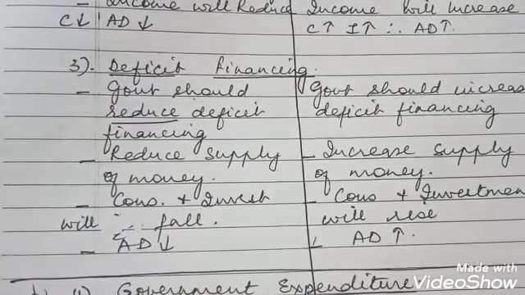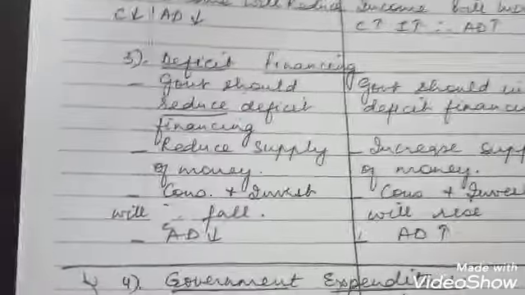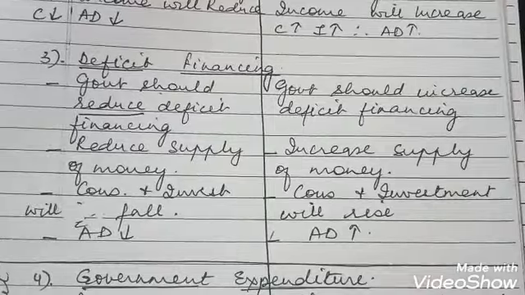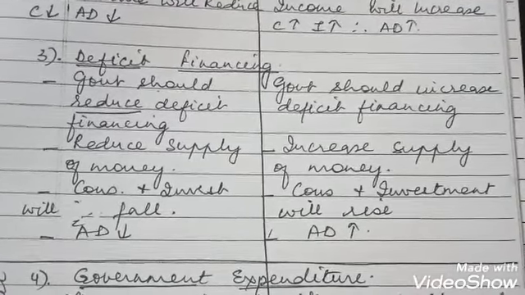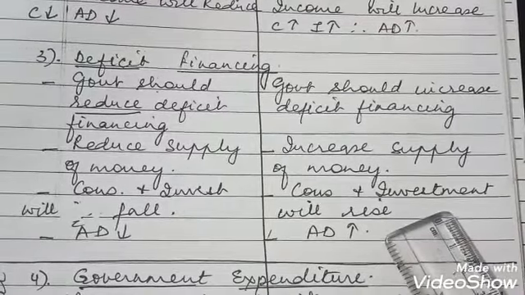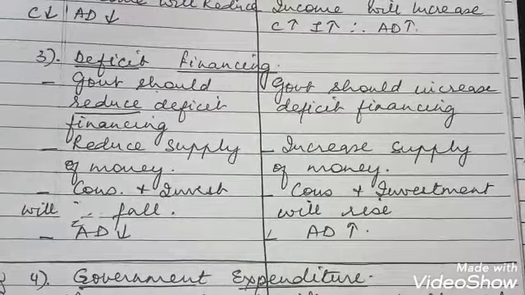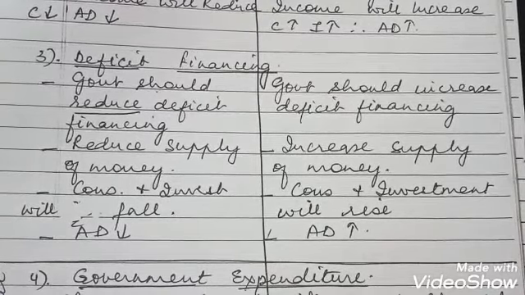But if it is a situation of deficit demand, the government has no other option except to print new notes. The government will increase its deficit financing, will increase the money supply, thereby the aggregate demand will also increase. Children, this was about the revenue policy of the government.